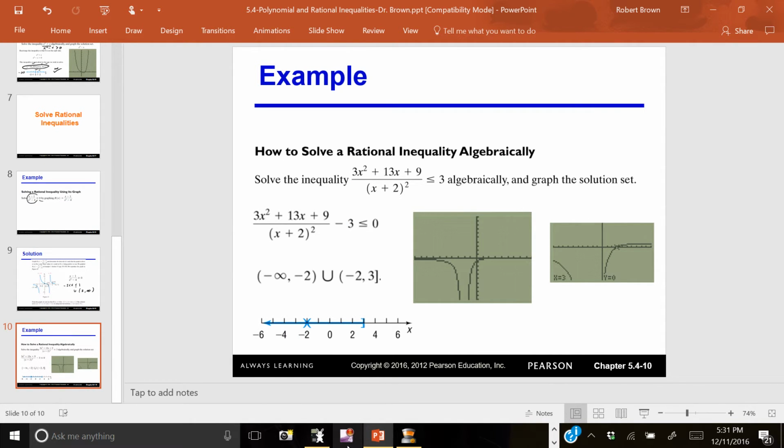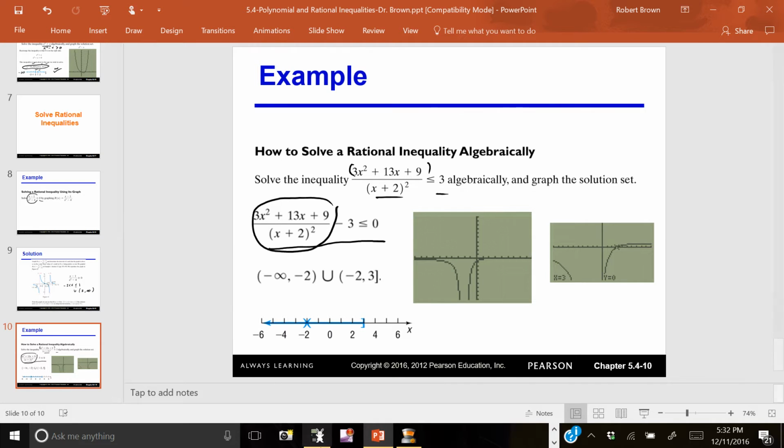One more rational inequality we can solve algebraically. The expression (3x squared plus 13x plus 9) divided by (x plus 2) squared is less than or equal to 3. What we want to do is subtract 3 from either side and come up with this expression minus 3 is less than or equal to 0.